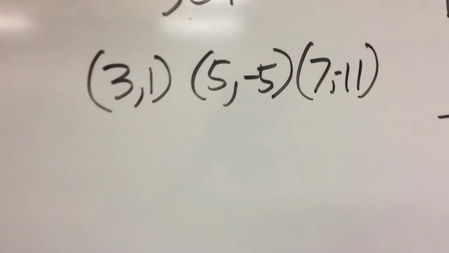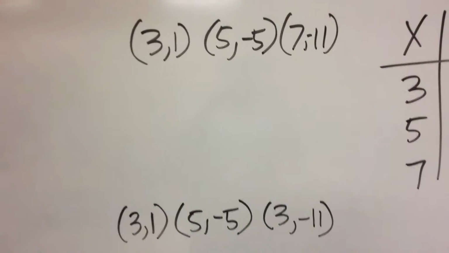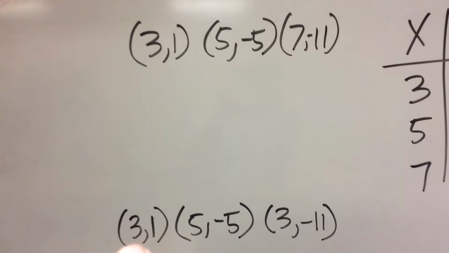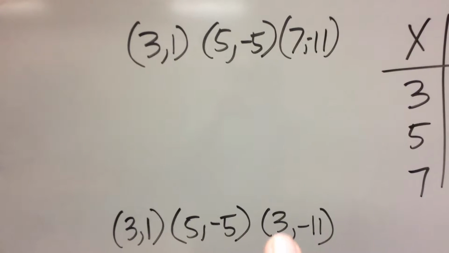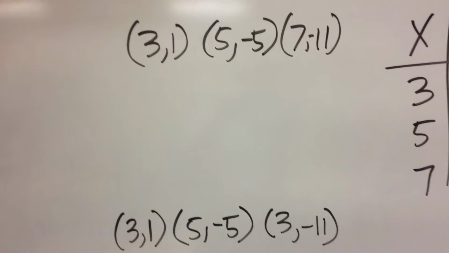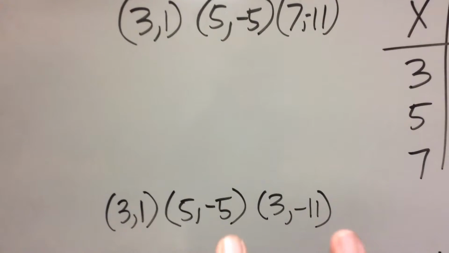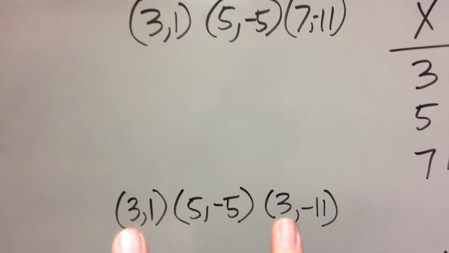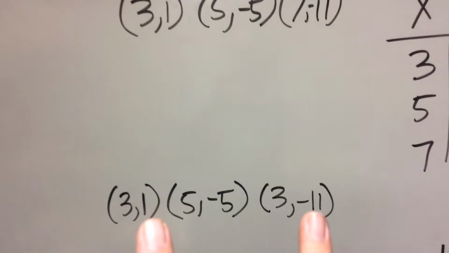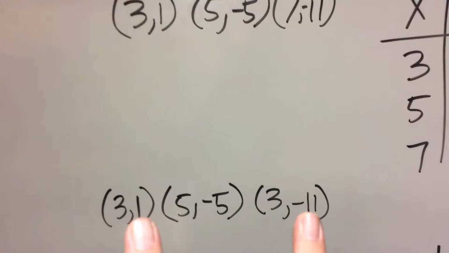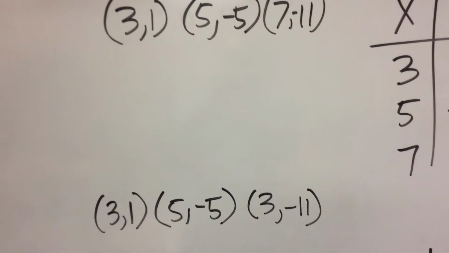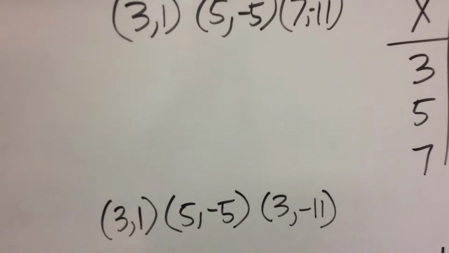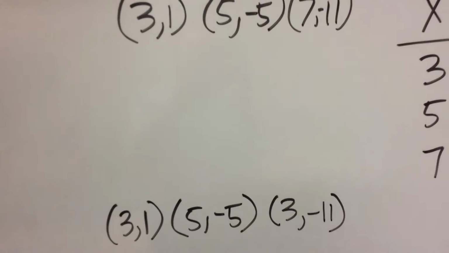An example of something that is not a function would be below it, where you can see we have 3 points again. We have the points (3, 1), (5, -5), (3, -11). But you can see that right here we have 2 x values of 3. That means that the number 3 in this problem has 2 different y answers, or 2 different outputs, 1 and -11. This would make this not a function because the x's repeat, and all it takes is just one x number to have more than one output.